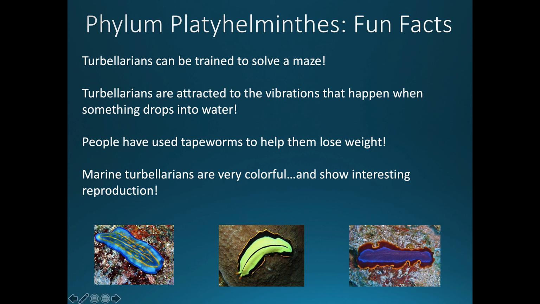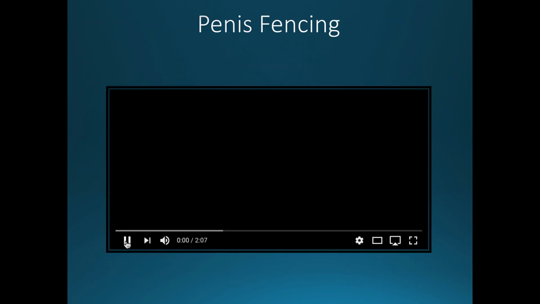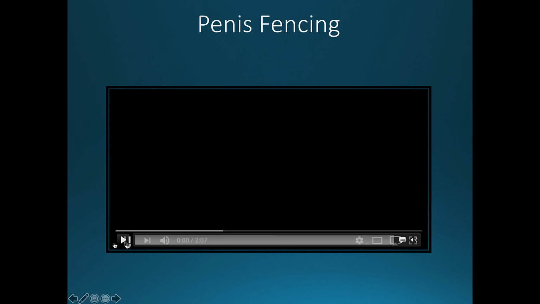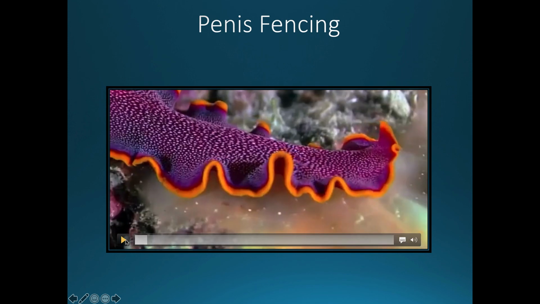Marine flukes, shown down here, are often very colorful and participate in a very interesting sexual reproduction, which I'm going to show on this next slide. And this is referred to as penis fencing. Sounds humorous, but it's a very interesting thing that happens here. And so I'm going to just let the person narrating it narrate what's happening here.